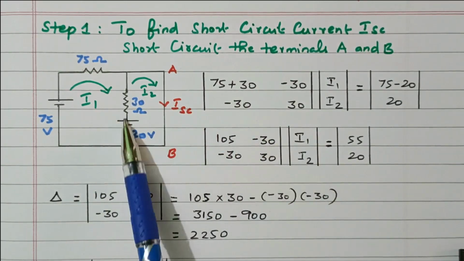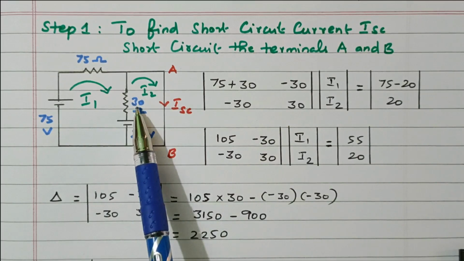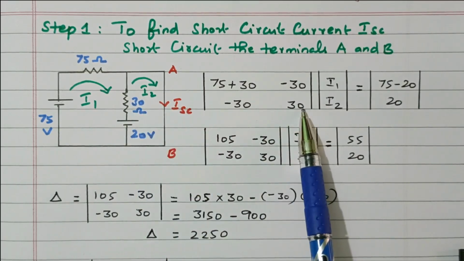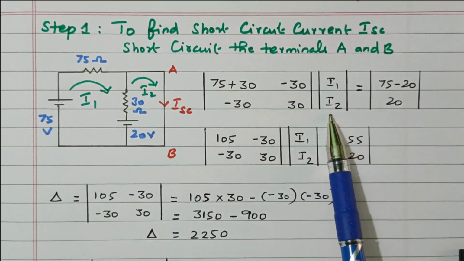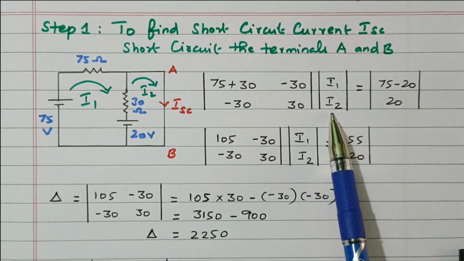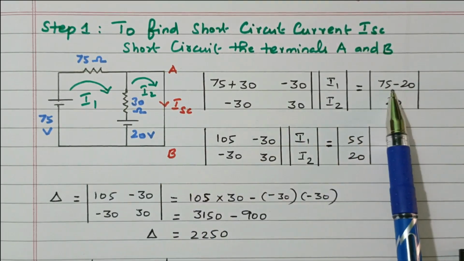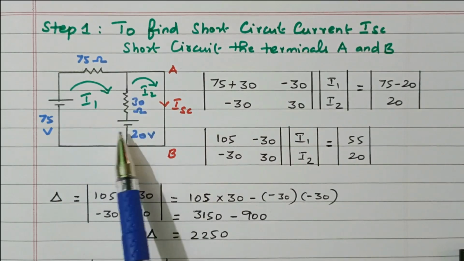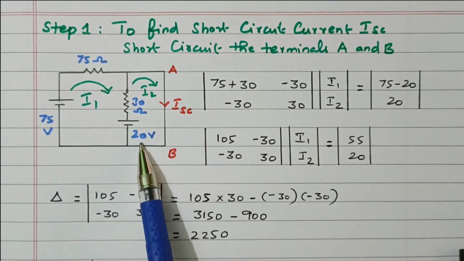R22 is the resistance available in the second loop. In the second loop, only 30 ohm is available. The current in the first loop is I1 and in the second loop is I2. In the first loop, the 75 ohm and the 20 V source are available.